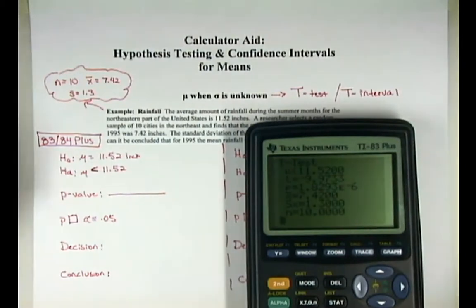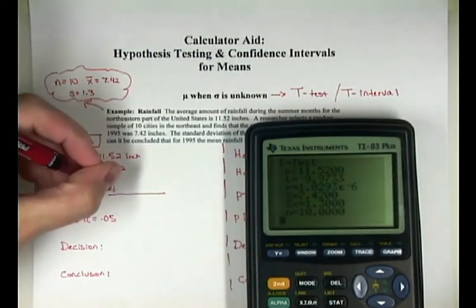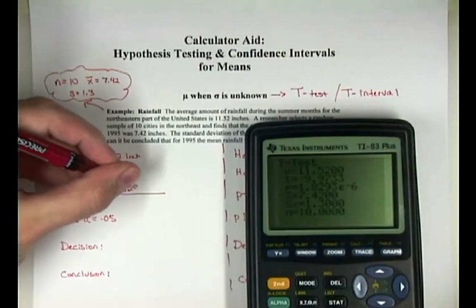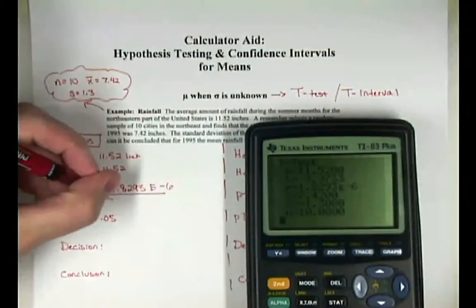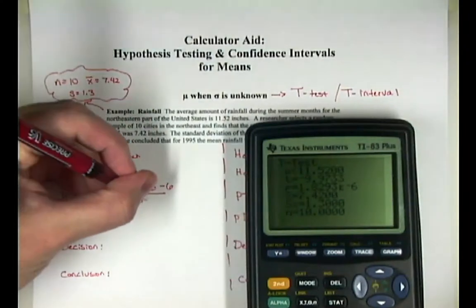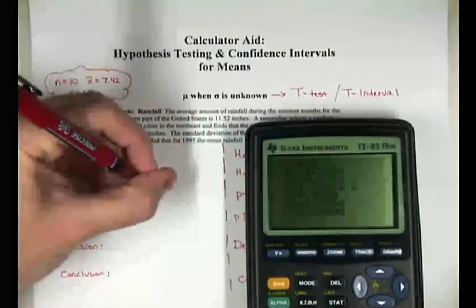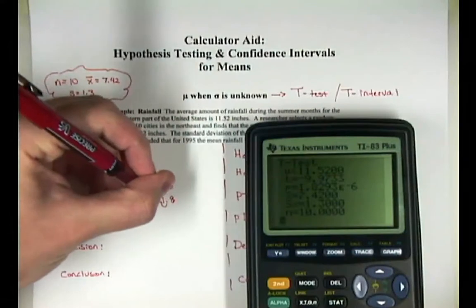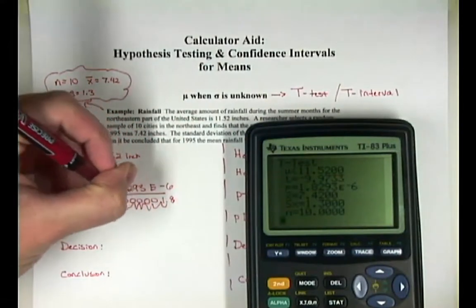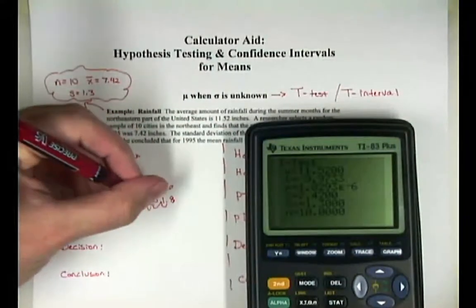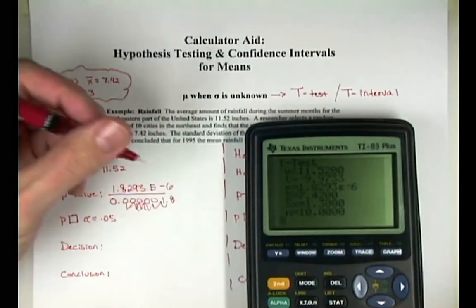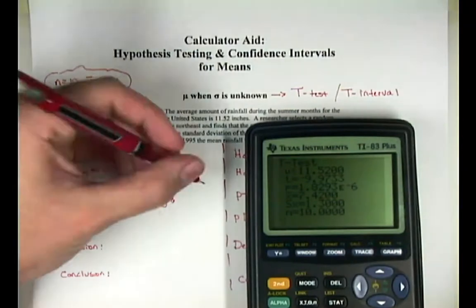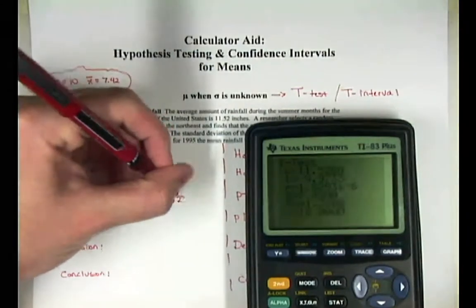We're trying to get a p-value. We get a very small p-value, 1.8293, but it's e to the negative 6, which means it would be 0.0000 1 point, 1, 2, 3, 4, 5, 6. Okay, I do have the correct number of zeros. 5 leading zeros in front of that number.